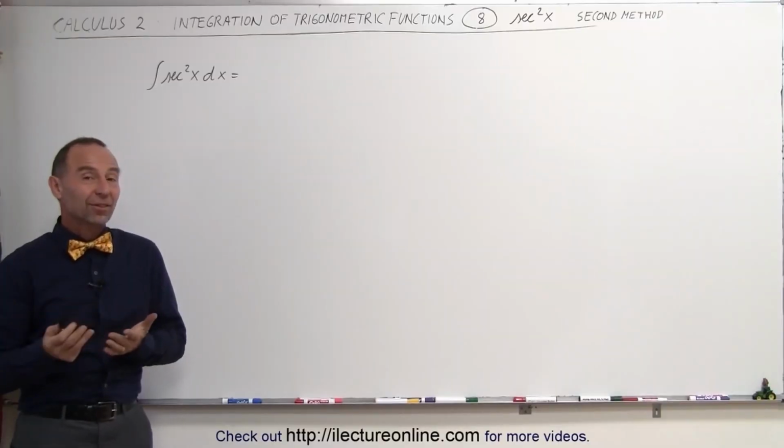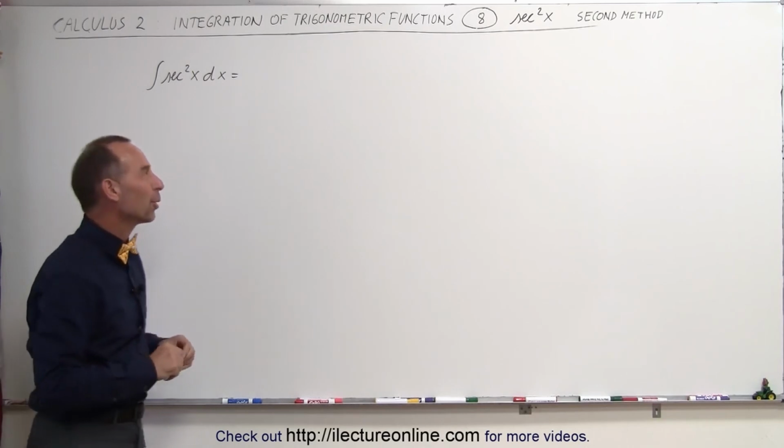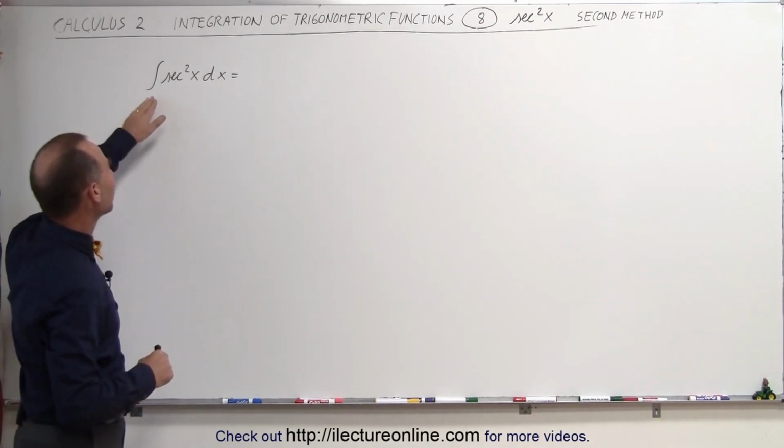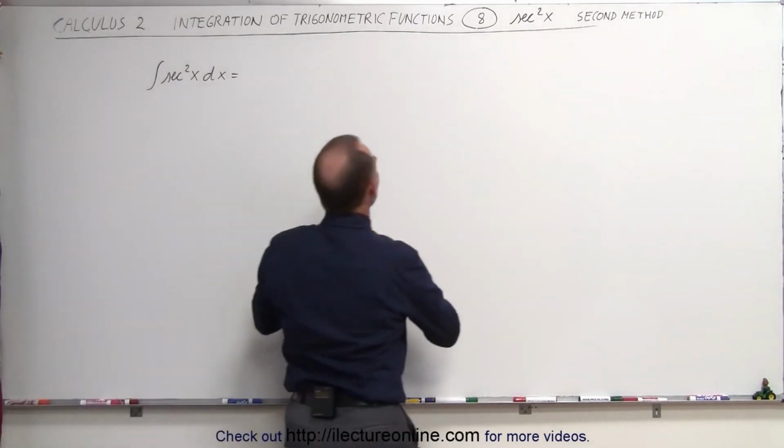Here's the same problem again as in the previous video, but here we're going to attack it in a slightly different approach. How do you find the integral of the secant squared of x dx? What we're going to do here is we're going to make a substitution.